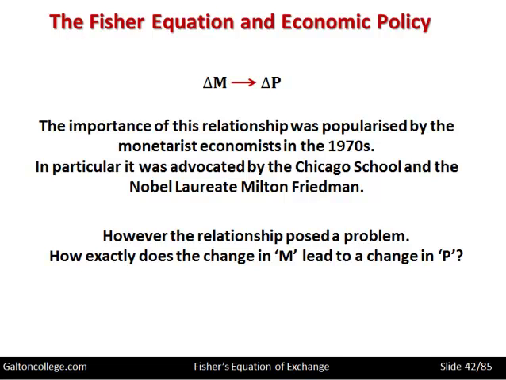However, the relationship posed a problem. How exactly does a change in M lead to a change in P? So exactly what's the mechanism? What causes the change in M to lead to a change in P? You see, mathematically it's fine. We had the Fisher equation. We held V and T, velocity of circulation of money, and T, the total number of transactions, constant. And if we do, we get a change in M leads to a change in P. That's straightforward. What causes it exactly? What's the economics behind this?